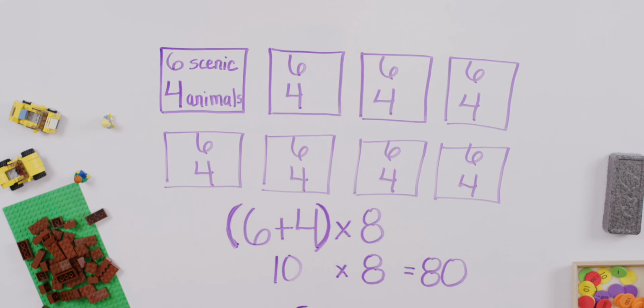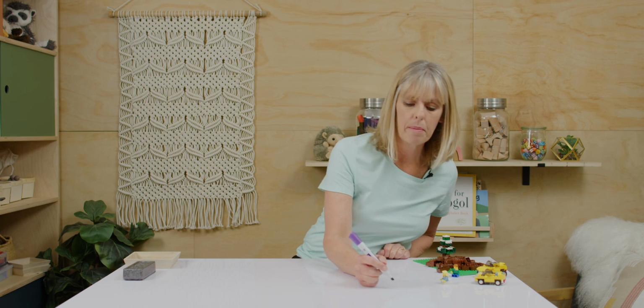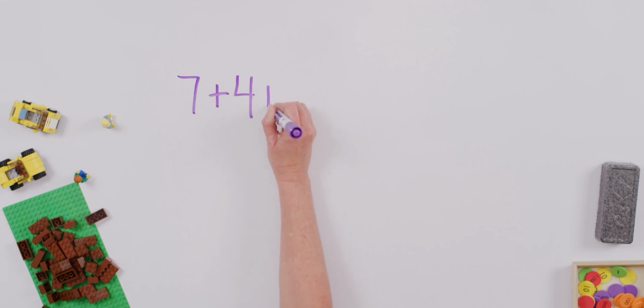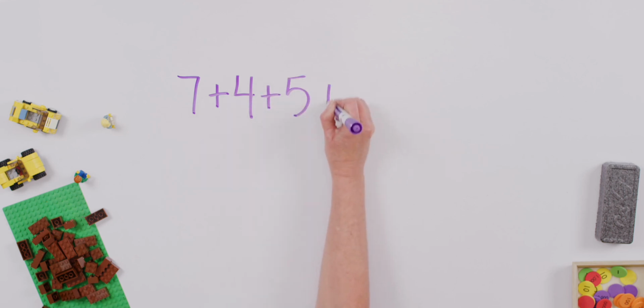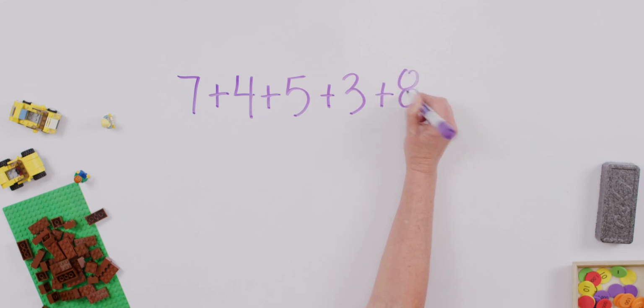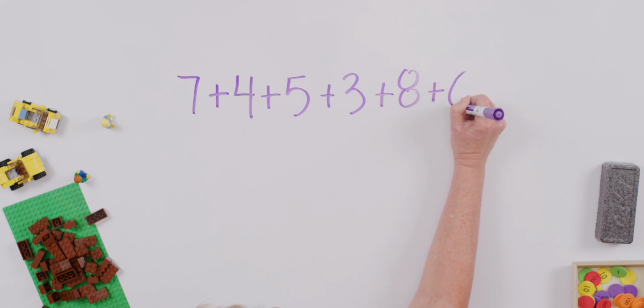Great job, you guys. We're going to try a different strategy now when it comes to adding multiple numbers in an expression. So let's add multiple numbers here. Let's do 7 and 4 and 5 and 3 and 8. Let's throw one more in there. How about 6? Okay, so we're going to learn some strategies here. We're going to be grouping our numbers in a certain way to make it easier to actually find the sum. So how might you want to group them to make them easier to add?